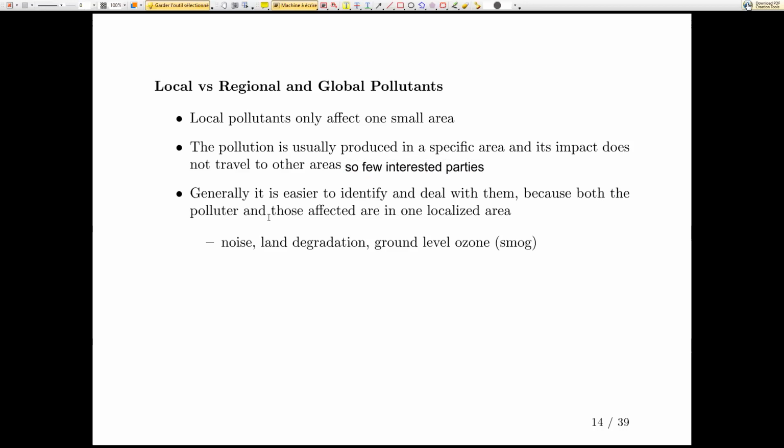Then there's noise again, land degradation, ground level ozone, smog. Since it stays underground and it doesn't travel too much, it's something that's a problem in the city, for instance. So you can sort of deal with it in the city.